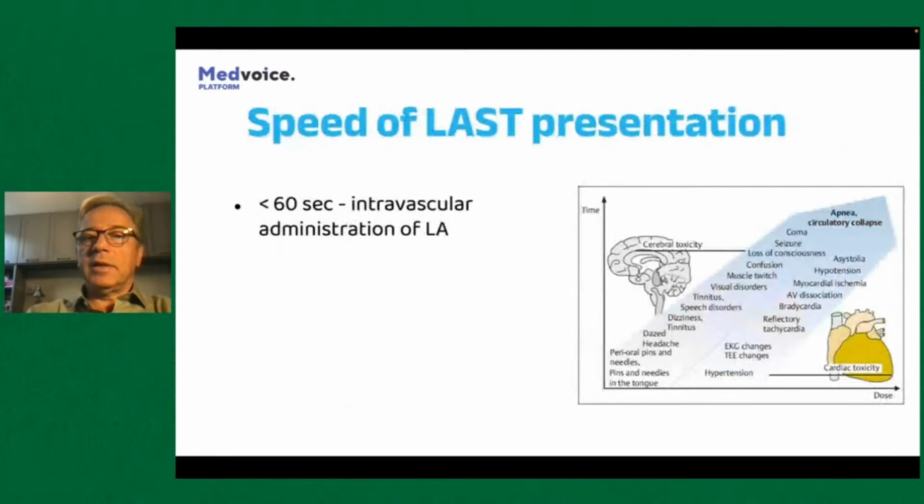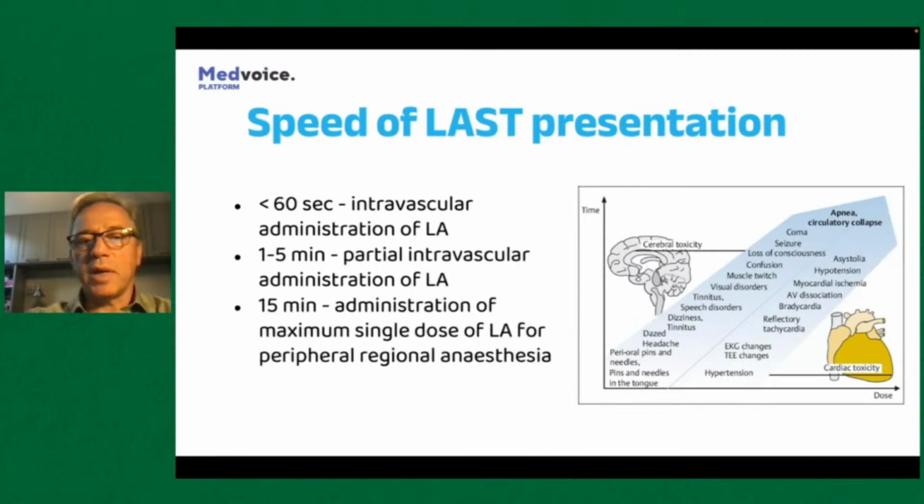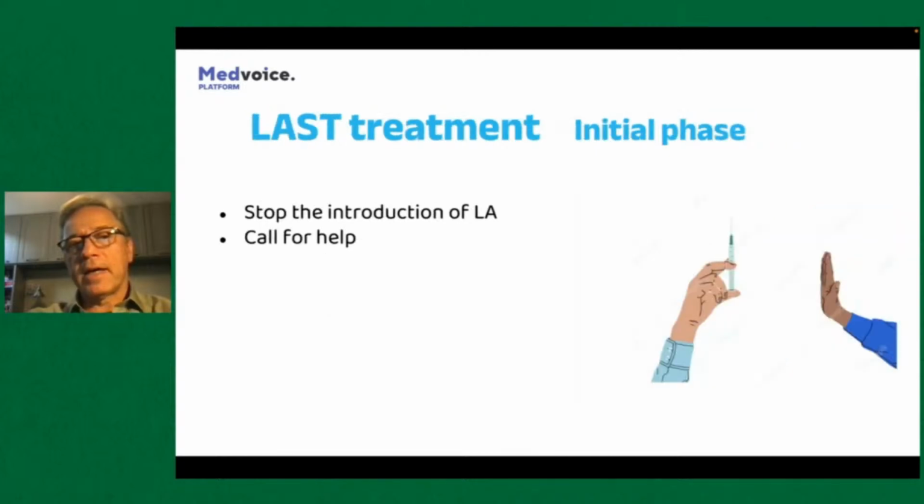So how often does LAST present? If you inject a massive dose intravenously, it will be less than 60 seconds when you will see all the symptoms that we described. It takes 1 to 5 minutes if you have a partial intravascular administration. After 15 minutes, administration of the maximum single dose for peripheral regional anesthesia. So if you've done your brachial plexus block, observe this patient closely for 15 minutes for signs of local anesthetic toxicity.